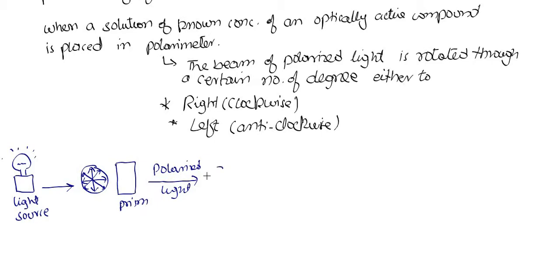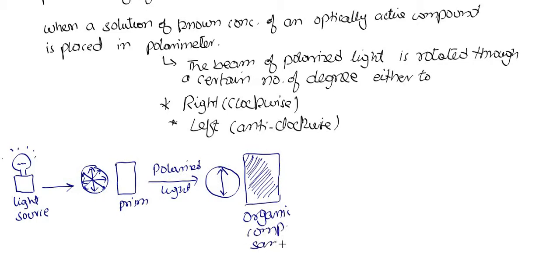How? Something like this. When this plane polarized light or the polarized light is passed through the sample of an organic compound which is optically active, so this is an organic compound sample, then this compound has the ability or the property to rotate the plane of polarized light either to the right or to the left. So it will become something like this.